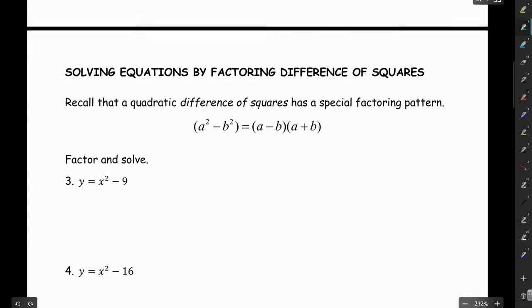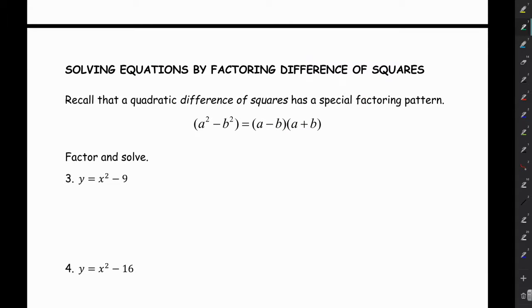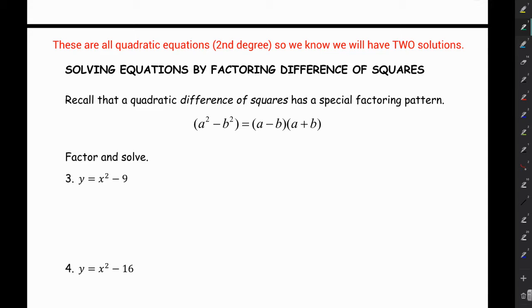Okay, moving on. Now we're going to look at factoring when you have difference of squares. And this is just practice. You just have to get used to noticing right off the bat that you have the difference of squares. So if we look at the first example here, what we really have is x squared minus 3 squared.